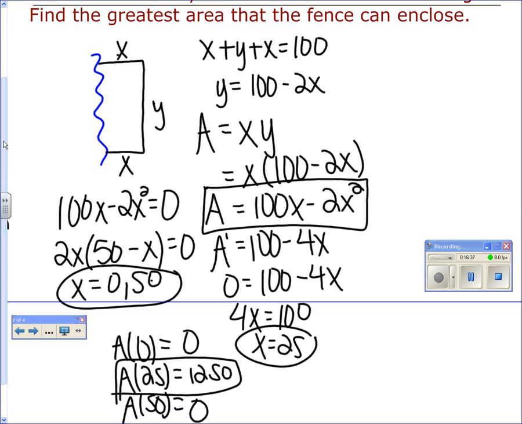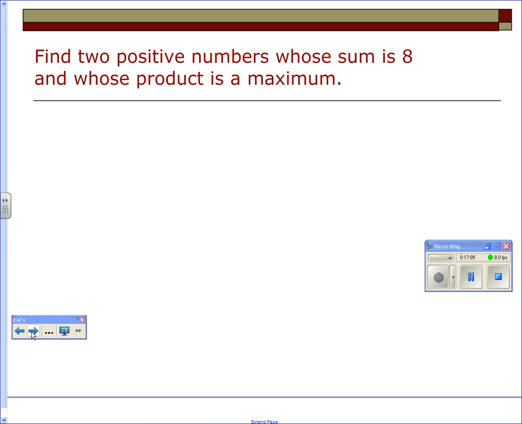Well, what it might ask is, what dimensions would give you the largest area? What would be the dimensions then? 25 by 50 would be the dimensions. So sometimes it'll ask you for the area, sometimes it'll ask you for the dimensions. It just depends on the question. Does that make sense? Any questions there?